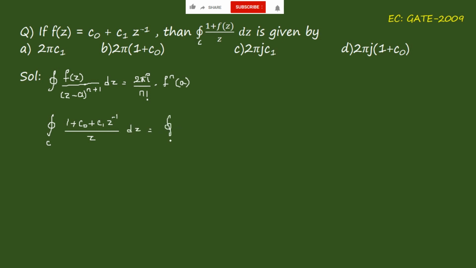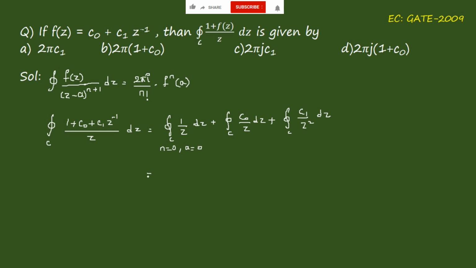It becomes the integral over the closed curve of 1 by z dz plus the integral over the closed curve of c naught by z dz plus the integral over the closed curve of c1 by z square dz, right? Now we define the value of n and a and substitute into this equation. Here n is equal to 0. We know that (z minus a) to the power n plus 1, so it is given as z minus 0. So we can consider a equal to 0 and n plus 1 equal to 1, so n is equal to 0.